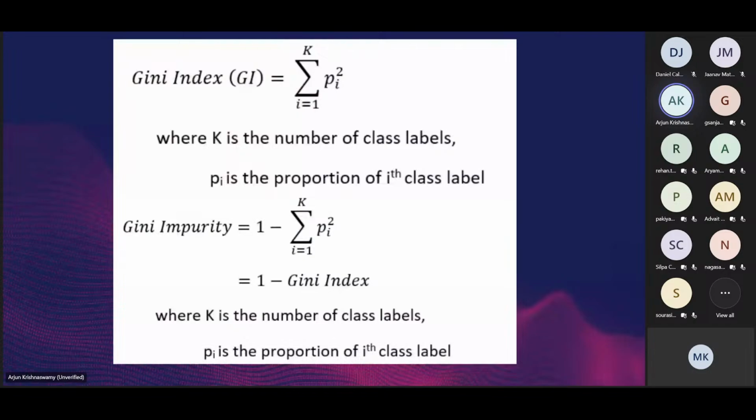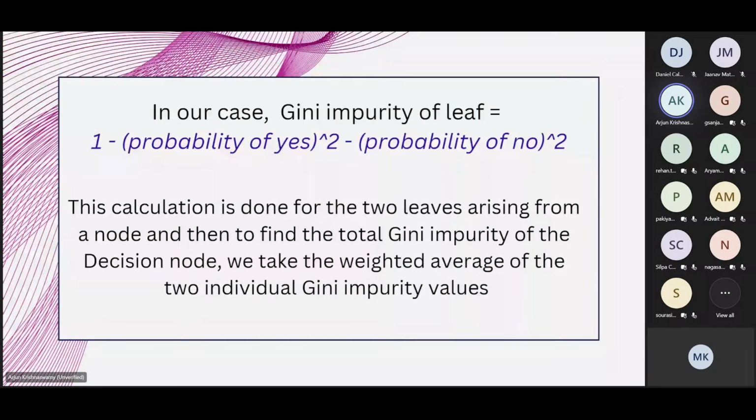The Gini index is given by just the summation of pi square, and the Gini impurity is given by 1 minus summation of pi square, which is 1 minus the Gini index. Again, I'm repeating, pi is the proportion or the probability of the ith class label. It'll be made more clear using our example what a class label is and so on.